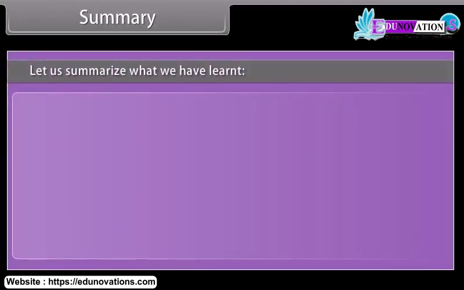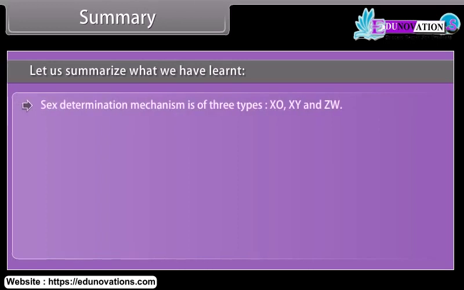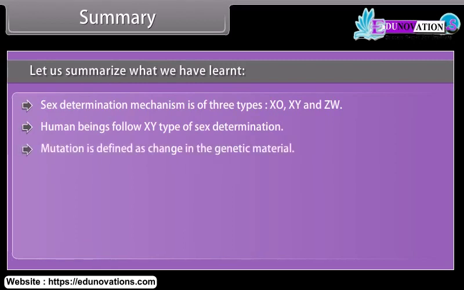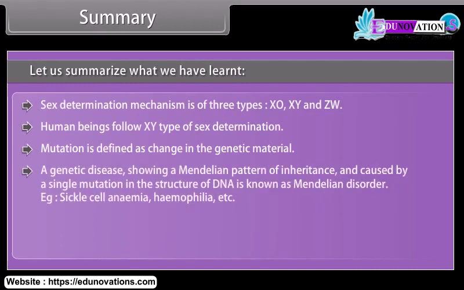Let us summarize what we have learnt. Sex determination mechanism is of three types: XO, XY and ZW. Human beings follow XY type of sex determination. Mutation is defined as change in the genetic material. A genetic disease showing a Mendelian pattern of inheritance and caused by a single mutation in the structure of DNA is known as Mendelian disorder.